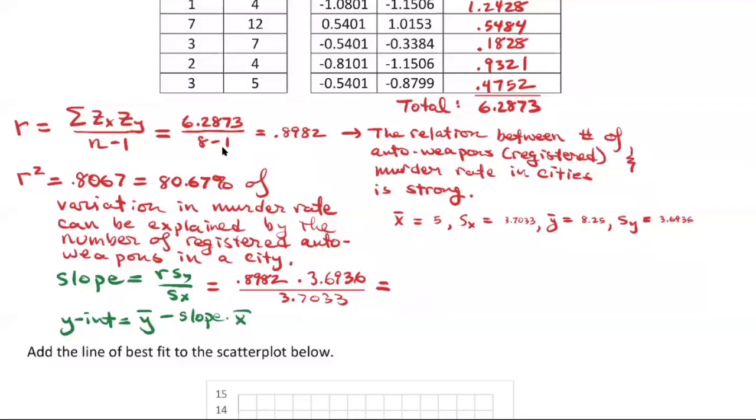Okay, so the slope of that line is 0.8958, I guess I'll say. Okay. And then the y-intercept is y bar, so that's 8.25, minus the slope, which was 0.8958, times x bar, which is just 5.